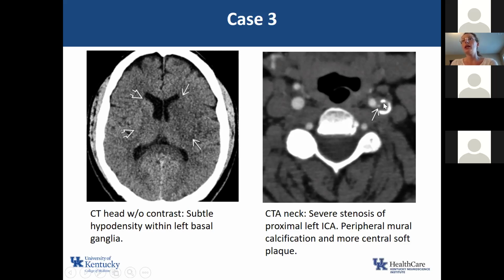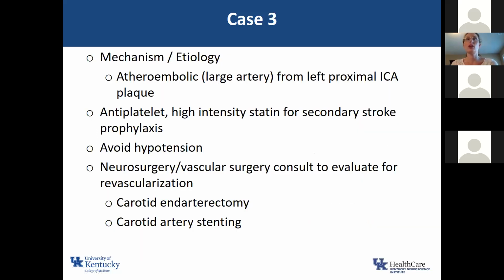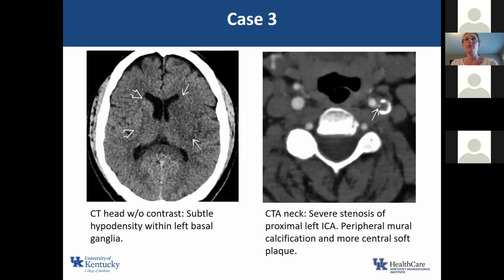And then this dark area around it is soft plaque, and then this bright area is hard calcified plaque. So he has a critical stenosis of his left ICA just as it's coming out of the bifurcation here. So most likely his mechanism is going to be atheroembolic. So likely he's had plaque rupture, maybe even some of this has embolized up into the head.